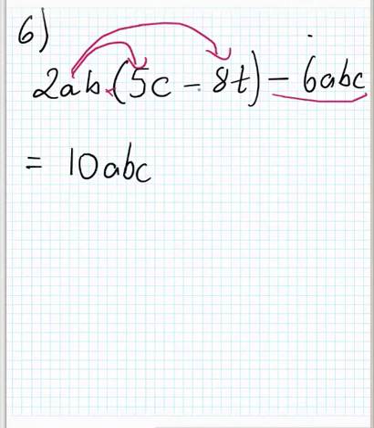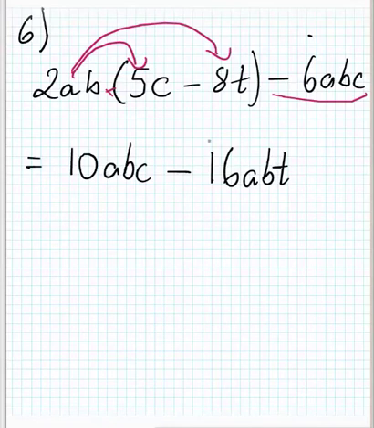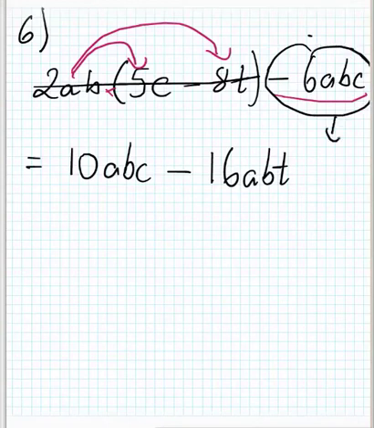Takeaway in the middle, and then 2ab times 8t. So once again, multiply your numbers. 2 times 8 is 16, and then a, b, and t. And that's taken care of. So the brackets are now gone. We have expanded those. But please don't forget to write this down as well. It's still part of the expression. So minus 6abc. Just able to squeeze it in.